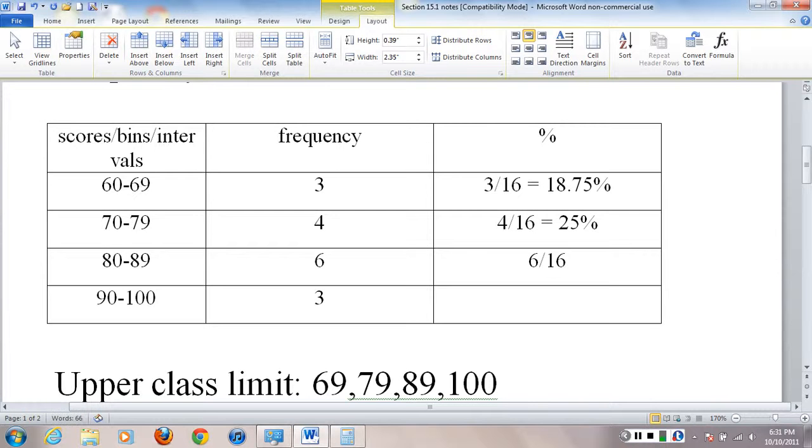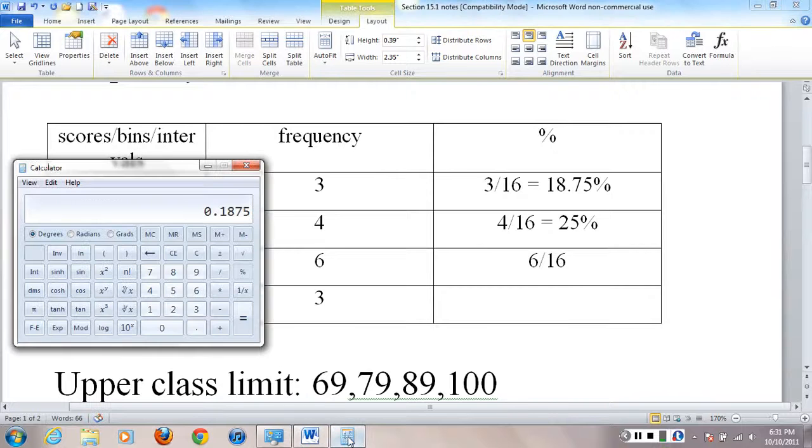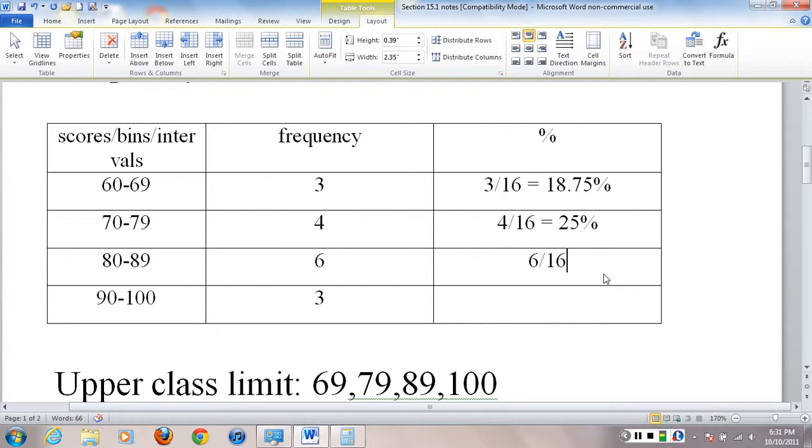This one becomes 6 out of 16, which is then going to be 37.5. And then lastly, again, we have 3 out of 16, which again is 18.75. So again, this is our relative frequency. The first one makes up 18% of the overall data values. Next one's a quarter, and so on and so forth. So relative to the overall population.